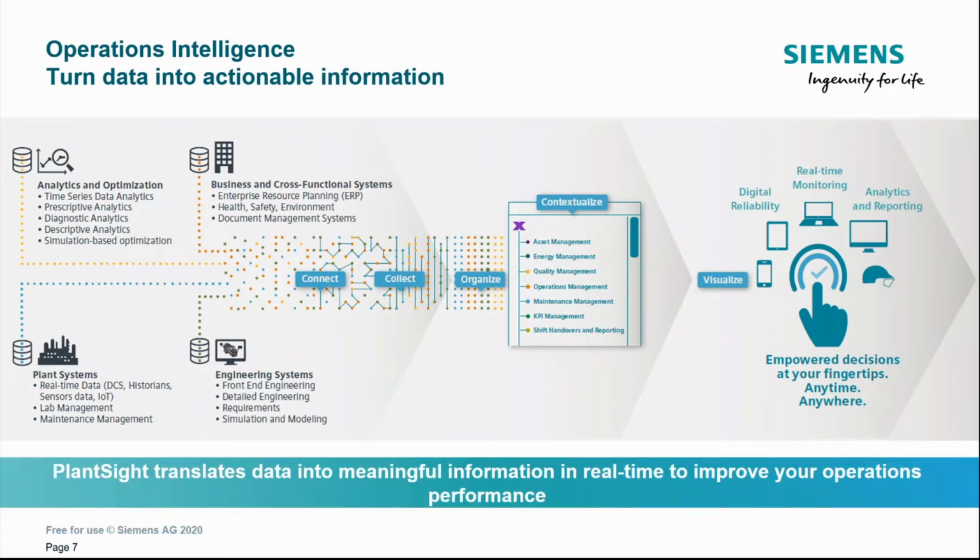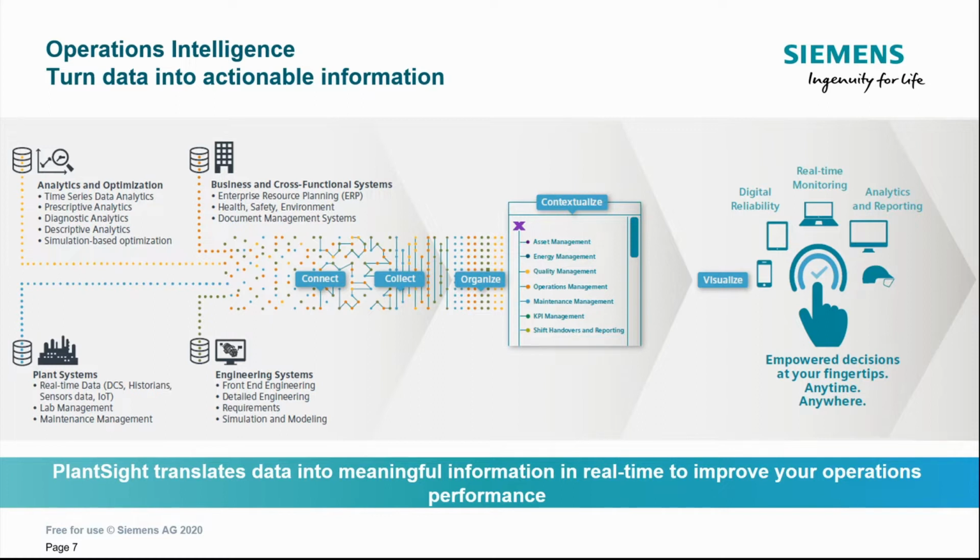This slide explains in a simple view how this process works. We bring together all data from different sources. This data can come from ERP or DCS, engineering tool, laboratory, or whatsoever place you have those data. We connect with this data source. Then we collect those data and organize them.